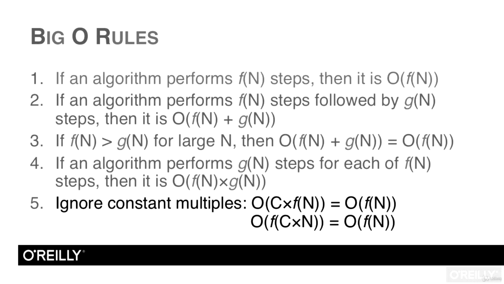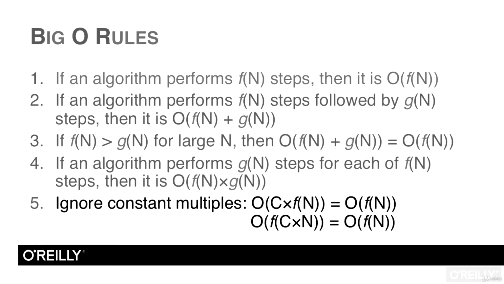The last rule says you can ignore constant multiples. That means order c times f of n is the same as order f of n, and order f of c times n equals order f of n. This rule is a bit harder to understand.